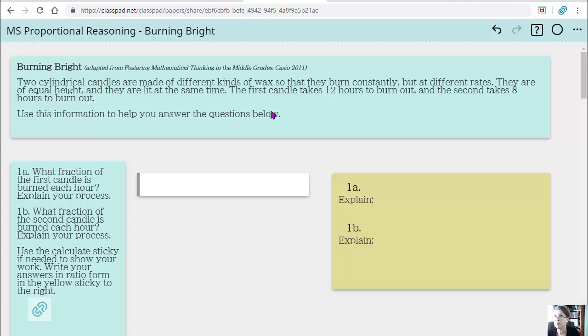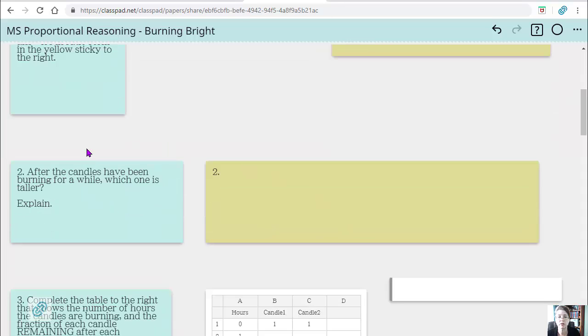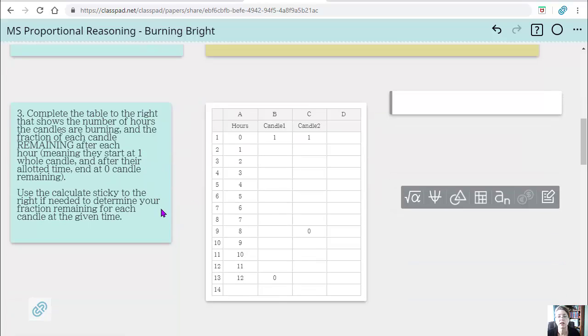So if they had to compare right now which candle is burning faster, they could look at the fractions and compare them, or they could just understand that if this one takes 12 hours, it's obviously burning at a slower rate than this one. Then once they talk about the candles and comparing them, how do you know which one's going to be taller after just a little while? How do you know that? And then they're going to actually collect some data.